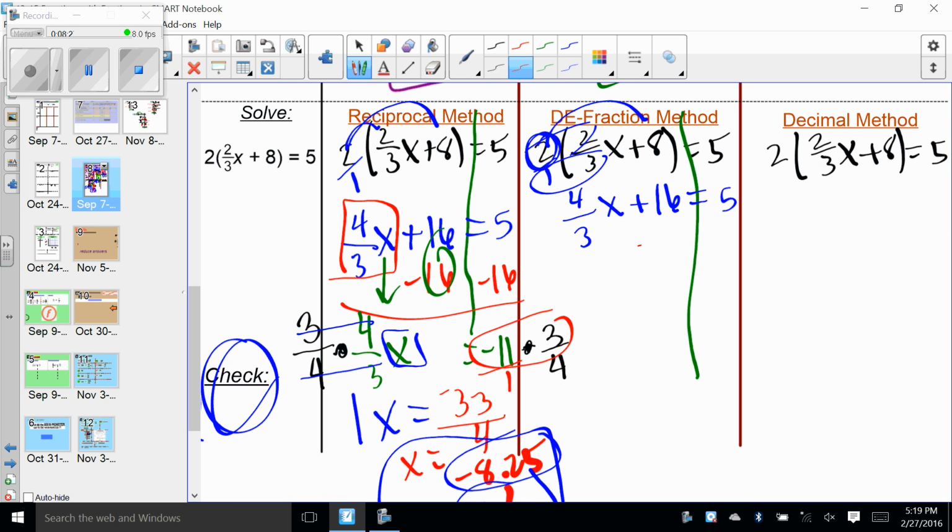I'm going to go ahead and subtract 16, copy, paste. If I haven't used it, I drag it down. And we have negative 11 on the right-hand side.